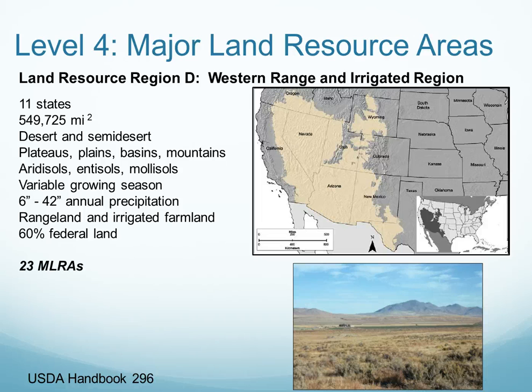One thing that unites this area is its use, and remember that land resource regions are pretty much defined by broad agricultural markets. This land is predominantly used as rangelands, or if it is farmed, it's irrigated farmland. Another thing that is different about this particular land resource region is that 60% of this land is federal land. This is a very diverse region, and so it is broken out into 23 MLRAs.